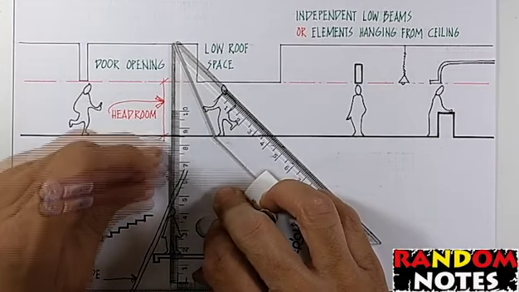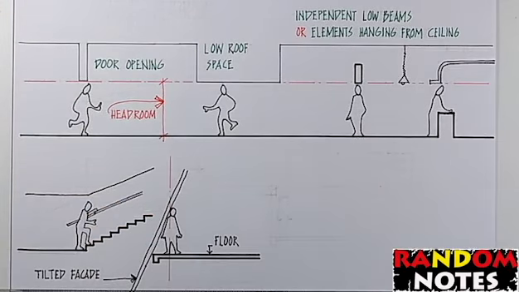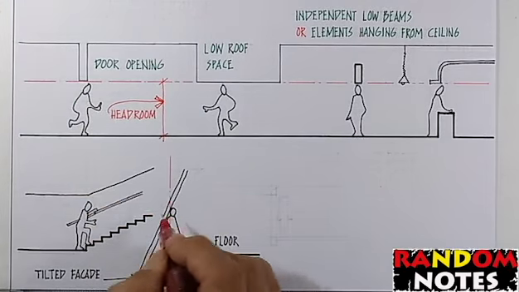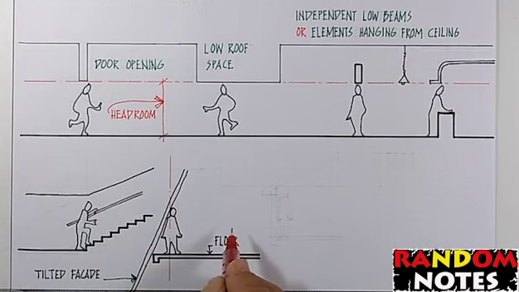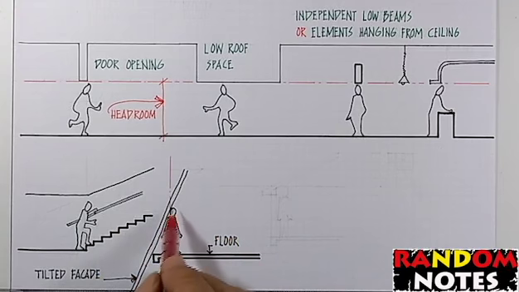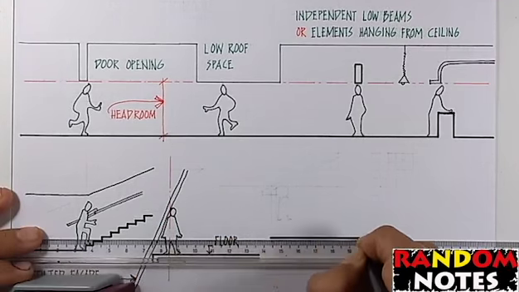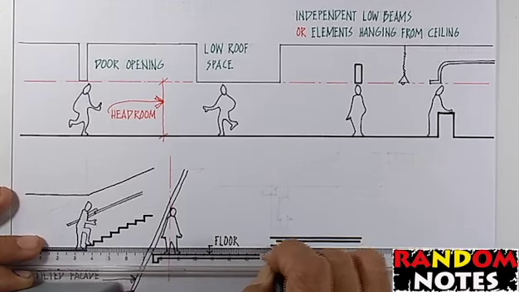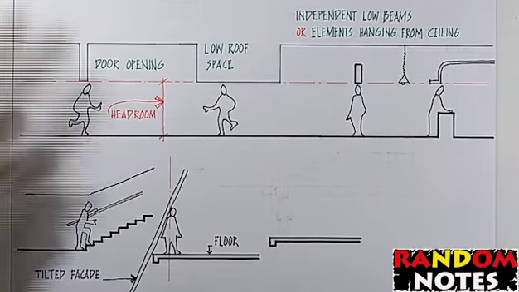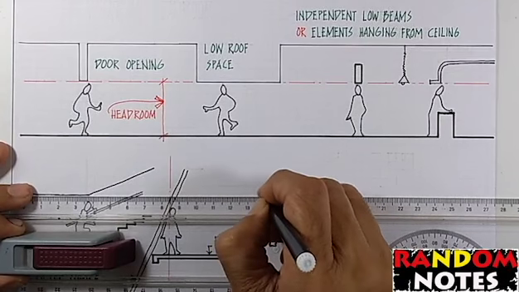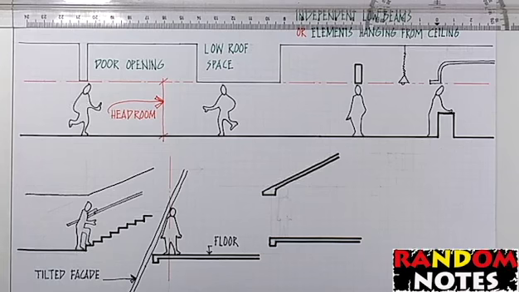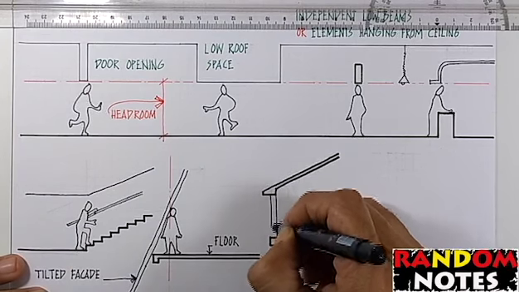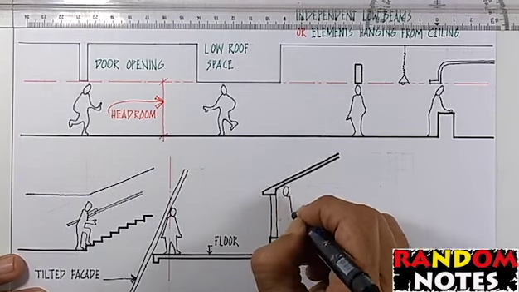In another situation, there may be a slant facade. Here a person can come close to the facade only till the limit where there is headroom available. Beyond that limit, there is no headroom. One classic situation is that of a pitched roof. The lowest part of the roof within the workspace also has to maintain the headroom.